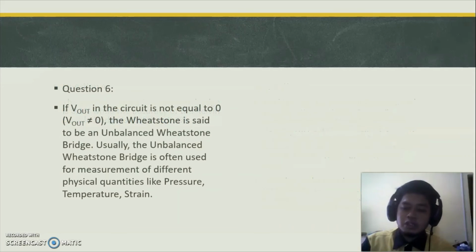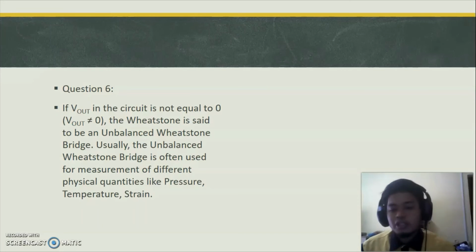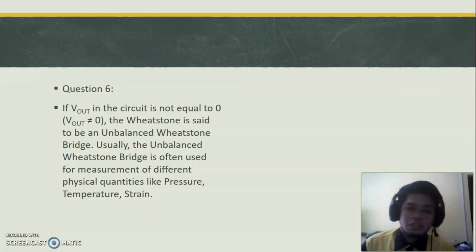So for the last one, question 6: how do I know the unbalanced condition, and what is the parameter that can be used to measure it? How to know the unbalanced condition is V out in the circuit is not equal to 0. The Wheatstone bridge is said to be unbalanced. If V out is equal to 0, that is balanced. Usually the unbalanced Wheatstone bridge is often used for measurement of different physical quantities like pressure, temperature, and strain. That's all from me.